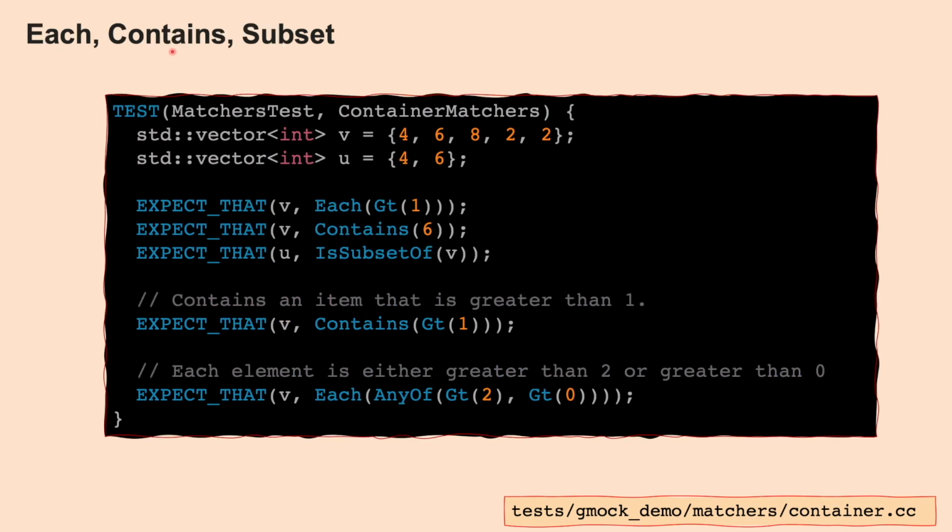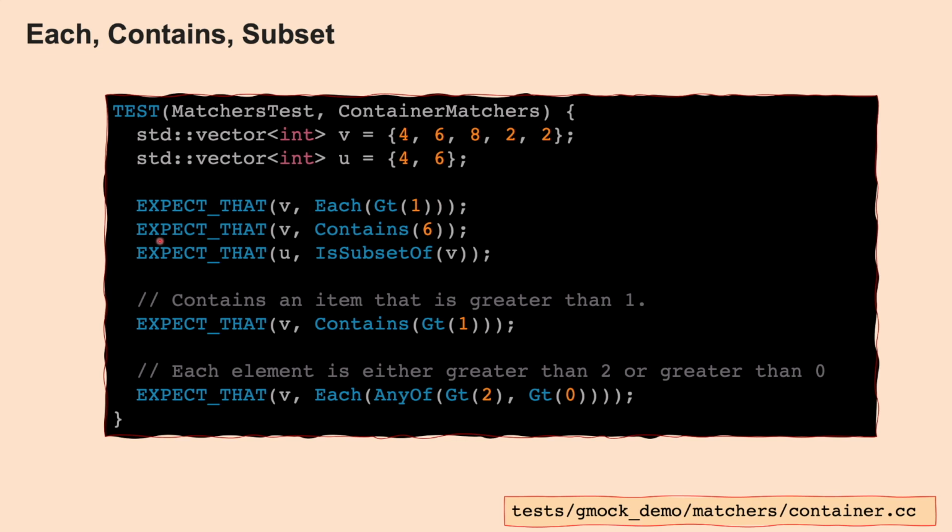Up next, each, contains and subset matchers. Suppose you define your vectors like this. In the first statement, I'm saying expect that each item inside V is greater than 1. Notice that each will run the matcher on each element of V separately. If all pass, then the whole expect that is satisfied. As you can see, this is very useful and it saves us from writing a for loop.